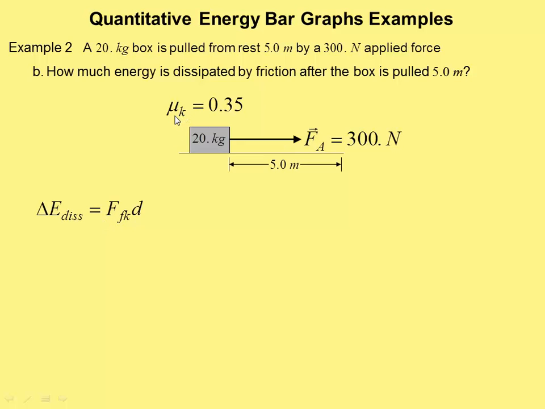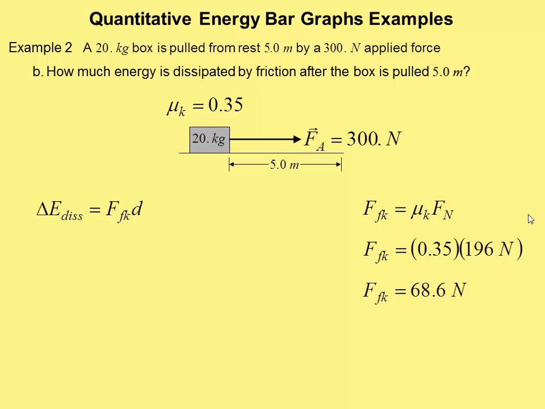Mu_k is not the force of kinetic friction, it is the coefficient of kinetic friction. So our equation for force of kinetic friction is the coefficient of kinetic friction times the normal force. Now you can either plug the number in here, or you could go back and plug in mg, as we found a moment ago, but either way, you should get about 68.6 newtons of friction.